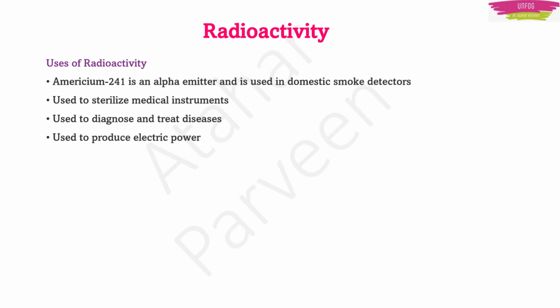Now, what are the uses of radioactivity? One radioactive substance is known as americium-241. It is an alpha particle emitter and it is used in domestic smoke detectors. Means if you have some fire in your home, that detector will ring the alarm. And then radioactivity is used in sterilizing medical instruments and to diagnose and treat diseases. Many diseases are there. I'll discuss the advantages and disadvantages, and at that time I'll tell you. And then radioactivity is used to produce electric power.